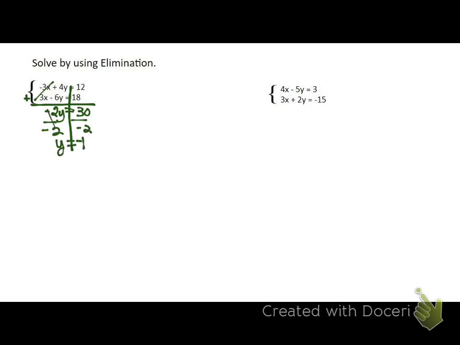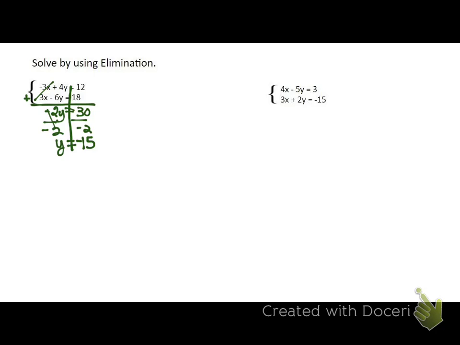negative 15. Those negatives can be pesky, can't they? I hate negatives. I do too. I'd rather have positive numbers because it means positive money. I'd rather have positive money than negative money.